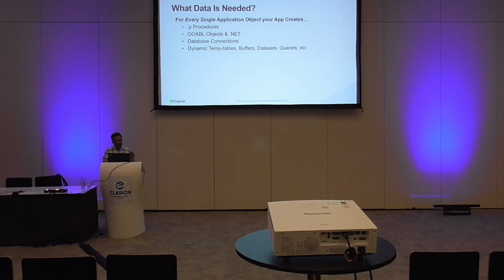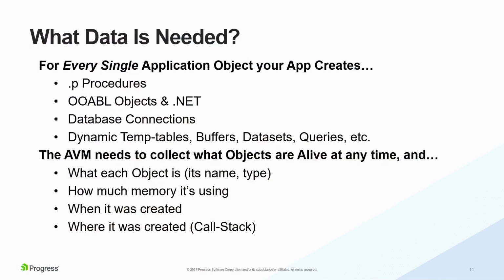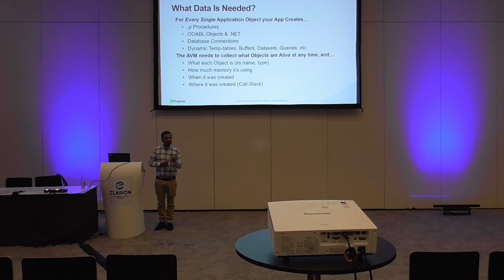Every single application object that you are creating in your application, whether it is a .p procedure, an OABL object, a dynamic connection, a dynamic query, anything. Whatever you are doing in your application, the AVM internally has to track what each object is. Whether I'm creating a query object, a built-in object, or a UI object, I need to track that in the AVM. While I'm creating that object, I need to look at how much memory it uses. And if that object is growing in memory at runtime, I also need to keep track of how much memory is being grown at which point in time, when it got created, and where it got created in my call stack.